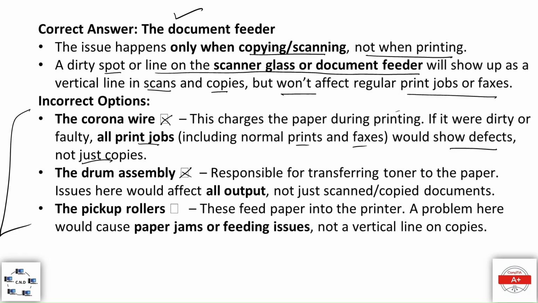The drum assembly is responsible for transferring toner to the paper. Issues here would affect all output, not just scanned and copied documents. The pickup rollers feed paper into the printer. A problem here would cause paper jams or feeding issues, not a vertical line on copies.